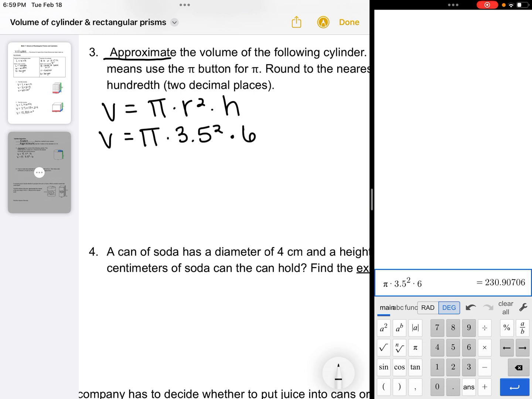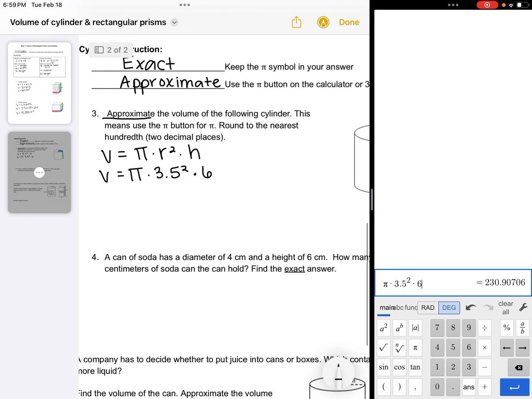The calculator is telling me that it is 230.90706. In the instructions, it says round to the nearest hundredth. That's 2 numbers after the decimal place. So if I look at my calculator answer, I can see that there is a 9 and 0, but there is a 7 behind the 0. That tells me I'm going to round up the 0 to a 1.